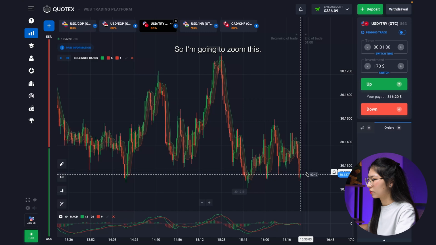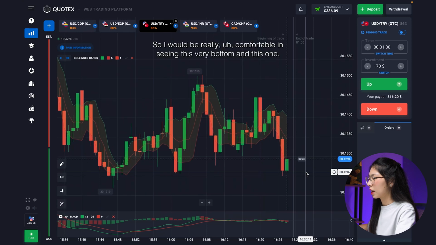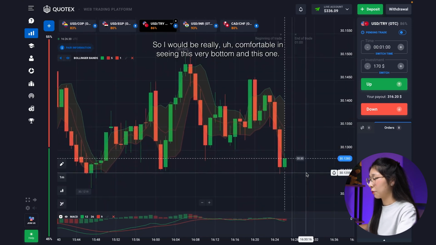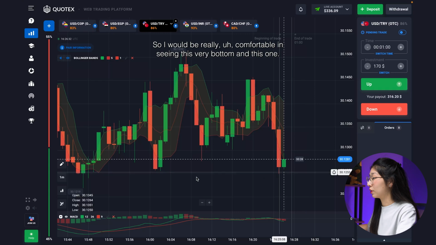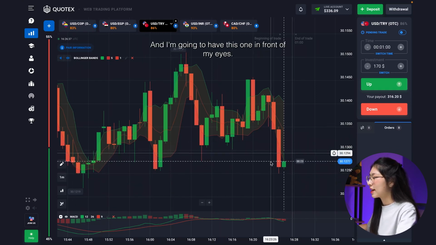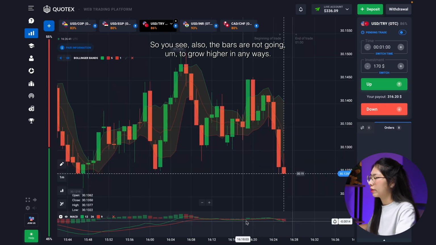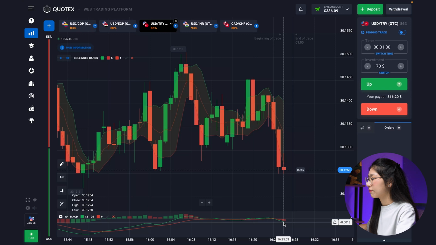I'm going to do this in, and I would be really comfortable seeing this very bottom, this one, and I'm going to have this one in front of my eyes. So you see also the bars are not going to grow higher in any way.